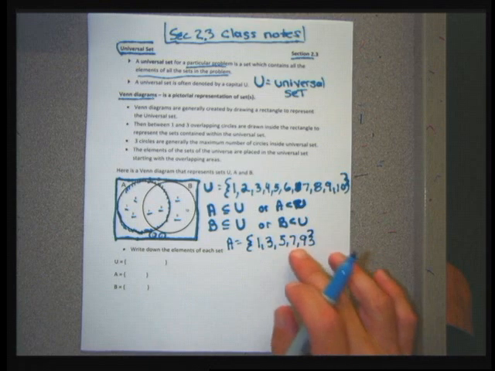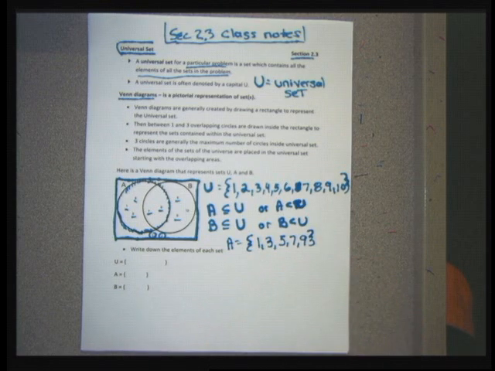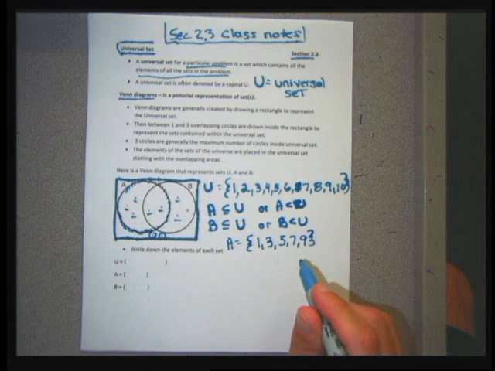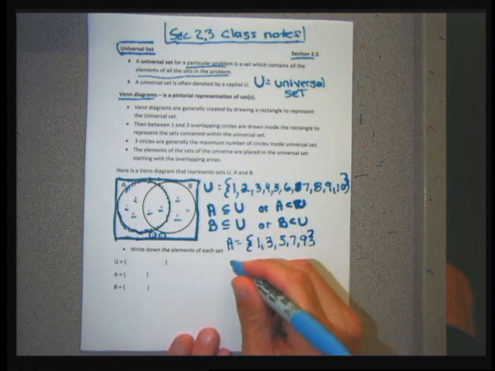I did take the time to write A in order. Had I written 9, 7, 5, 1, 3, just because that's how I decided to write it, that wouldn't be wrong. When you're listing a set in roster form, the order of the elements is not important. It's just the elements themselves.